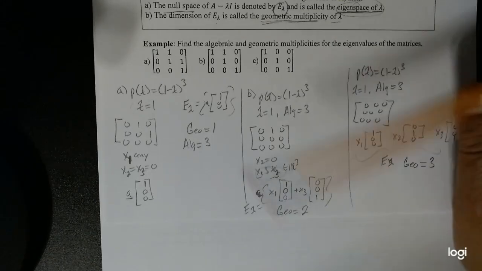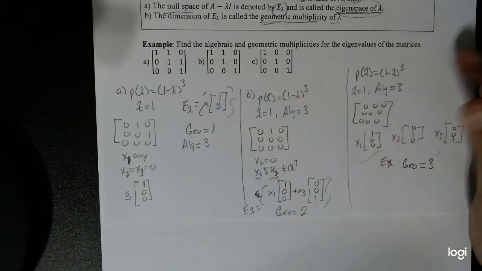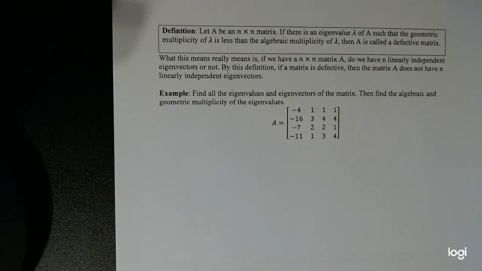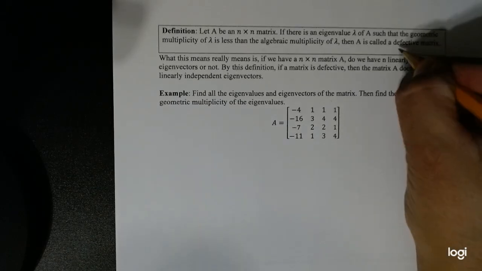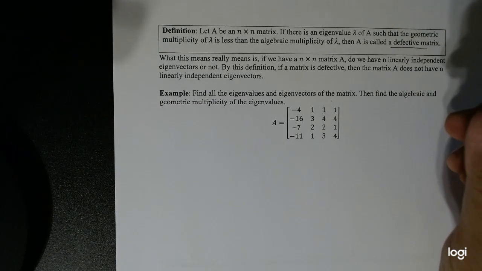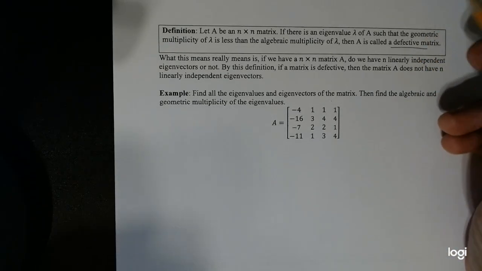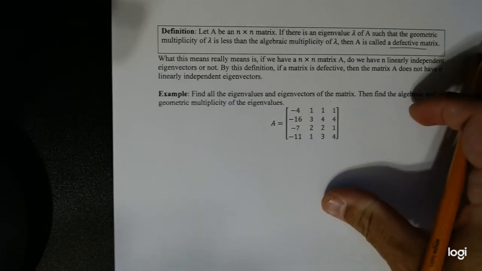All right, so why is this important? Why do we care about the geometric and the algebraic? It's because we have a nice little definition summarizing that. This is saying that A being an n by n matrix, if the geometric multiplier of an eigenvalue lambda of A is less than the algebraic multiplier of lambda, then it's called a defective matrix. And there we go. We won't get too crazy about what defective matrices are, but it's actually pretty powerful and useful stuff as you go along into linear algebra.